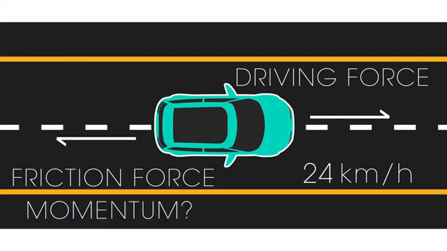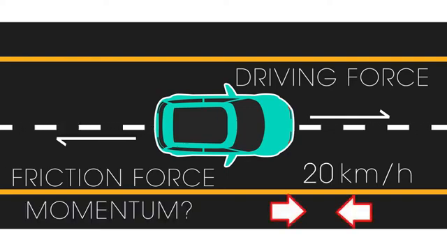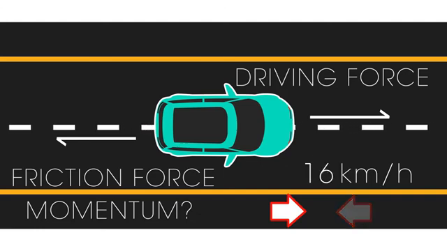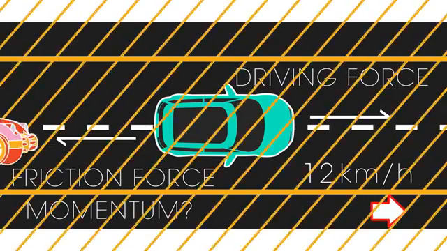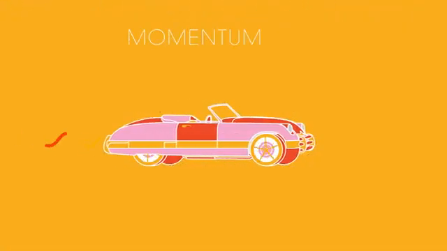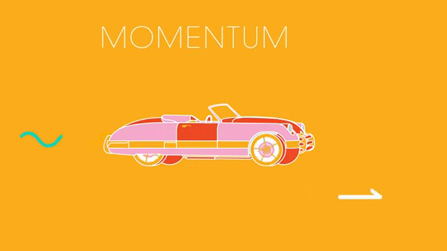And what about the momentum of the slowing down car? Yes, because the car is still moving forward, even though it's slowing down, it still has a forward momentum. All moving objects have momentum in the direction of movement. A stationary object has a momentum of 0.